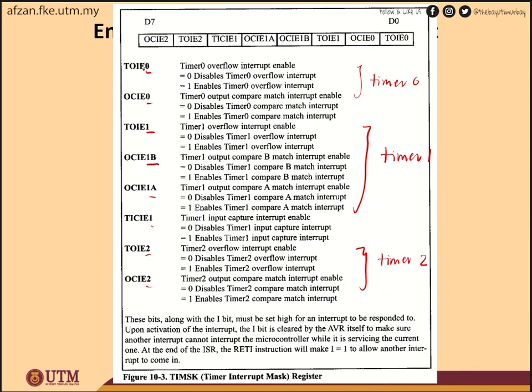Next, for the timer, we have two types of timer methods. One is the overflow method, the other one is the compare match method. This T here stands for overflow, which means that you're going to use the overflow method. But OC here stands for CTC, which is the compare match method. This method you will learn in the next module, in the timer module.